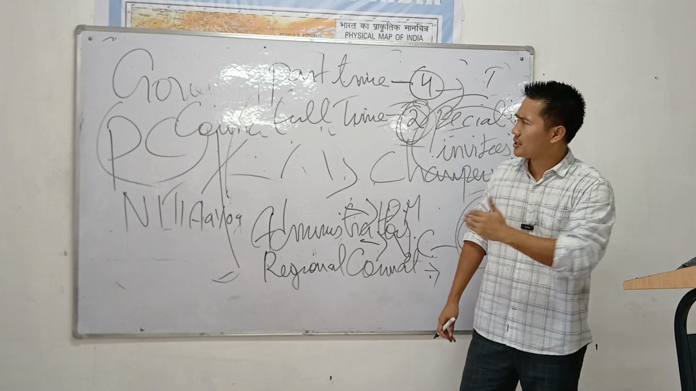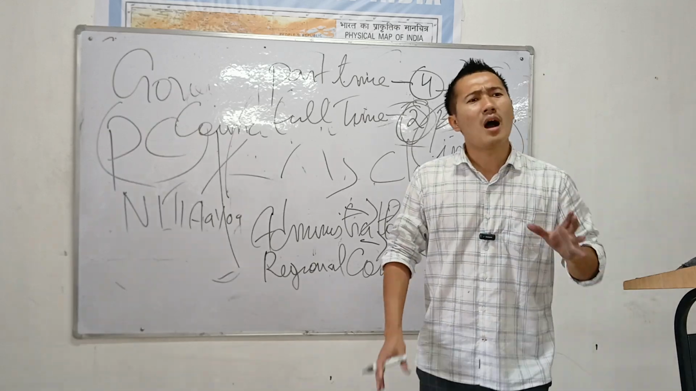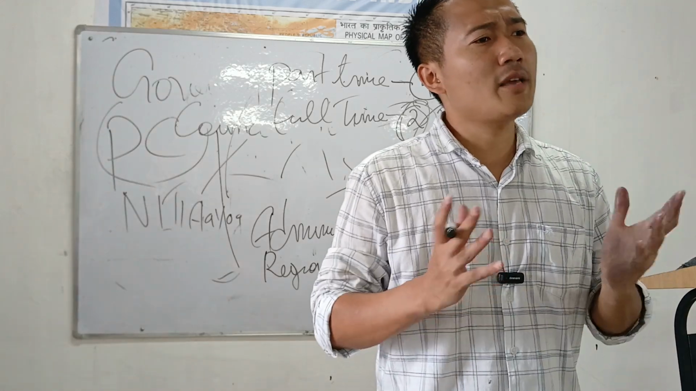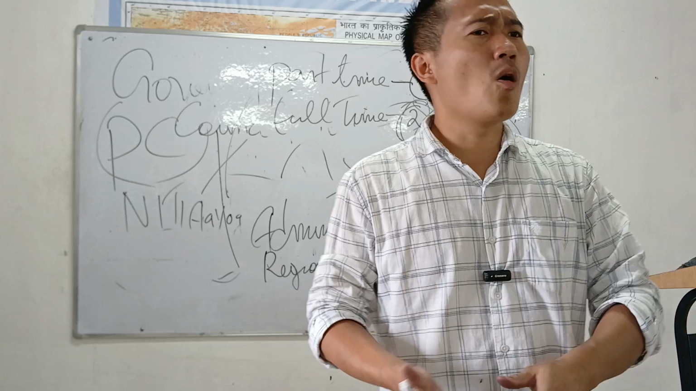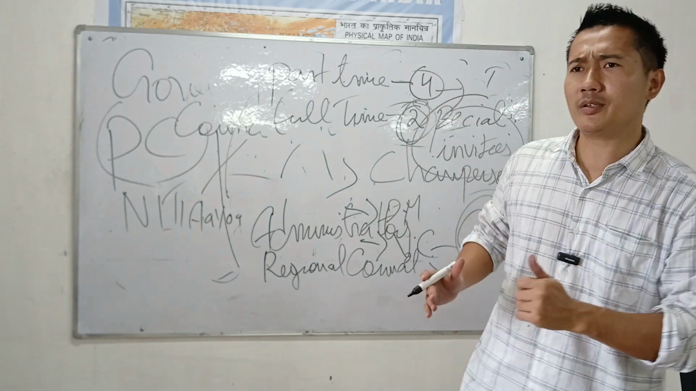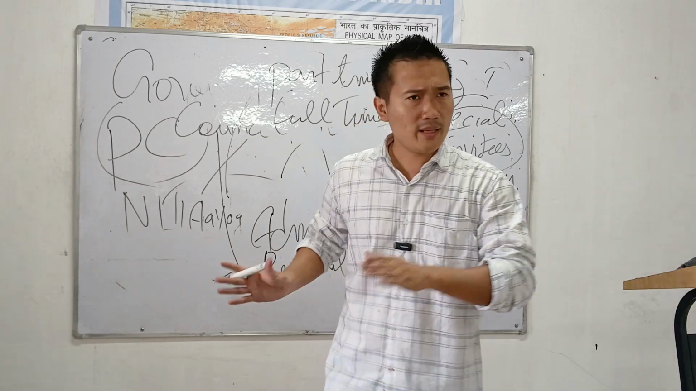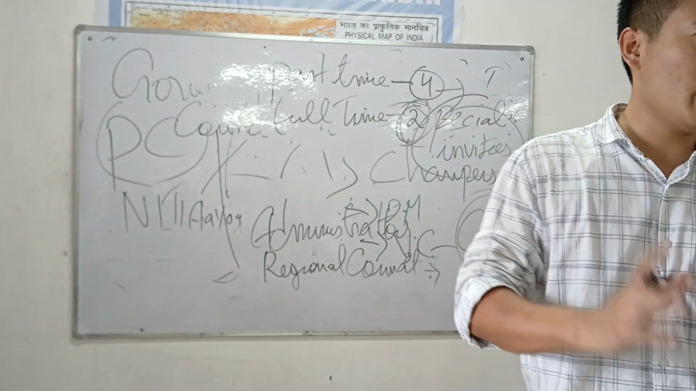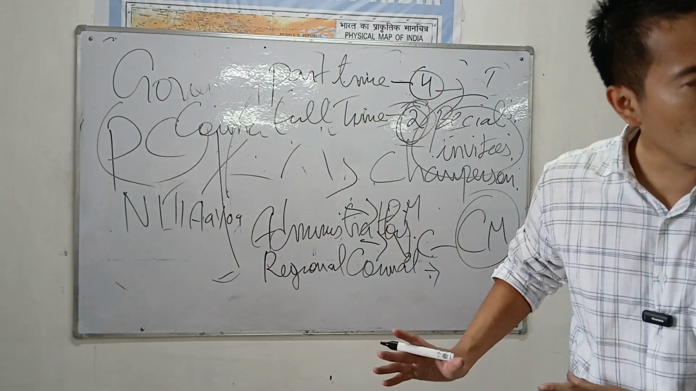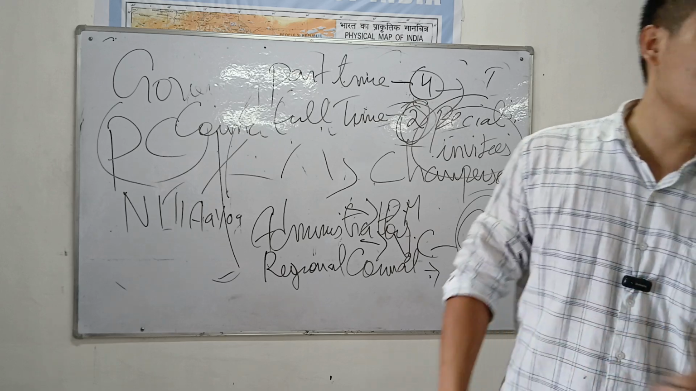The powers and functions of NITI Aayog is just about how to work together as a nation, as a team. All the 28 states and 9 union territories, we have to come together, we have to work together, we have to formulate the schemes. The policy is the 5-year plan, so how will we move forward? This is only the duties of this NITI Aayog.